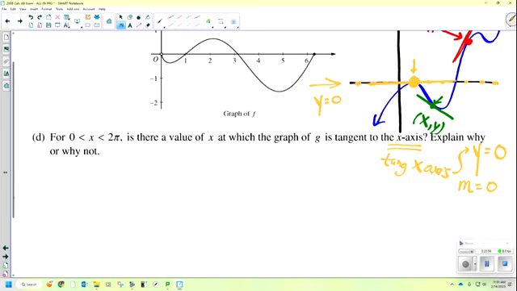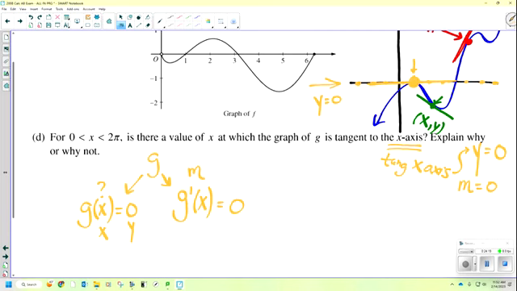So in terms of g, two things need to happen. I need to find an x value where my y is 0, because remember, this is a coordinate. And then I also need to find where the derivative or slope is also 0.